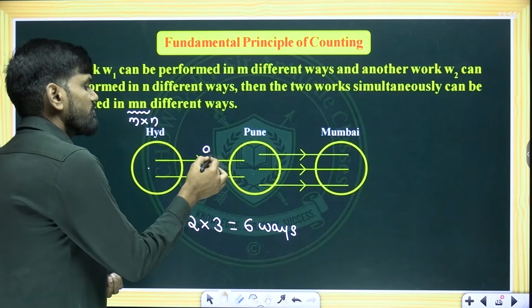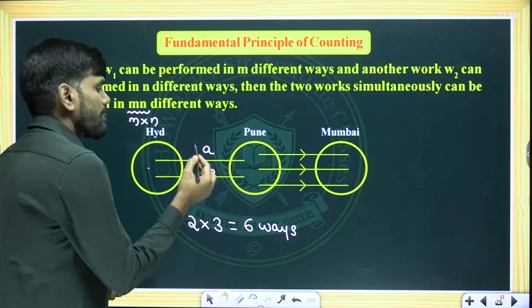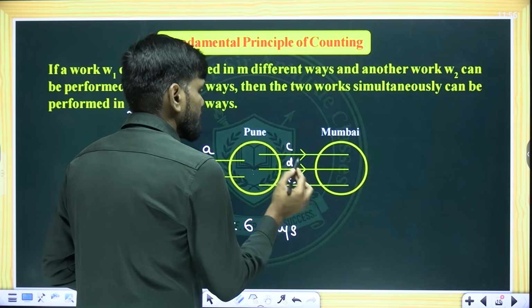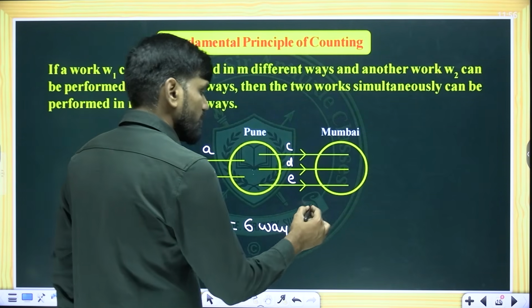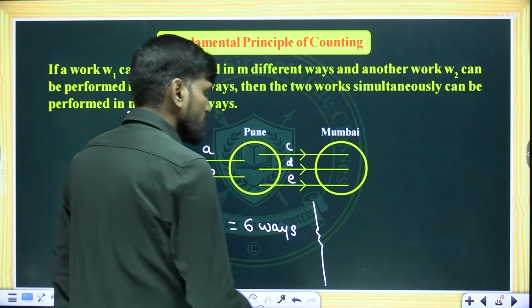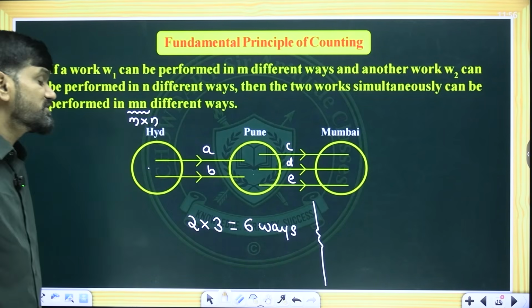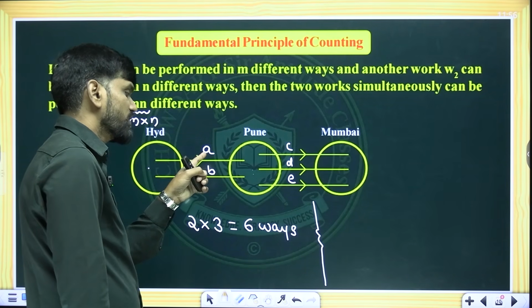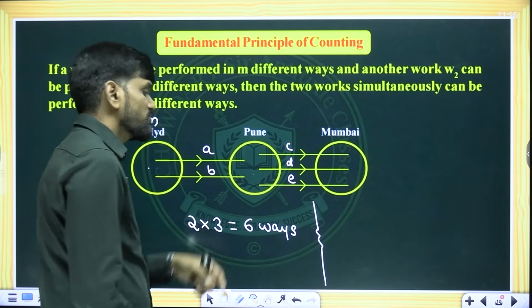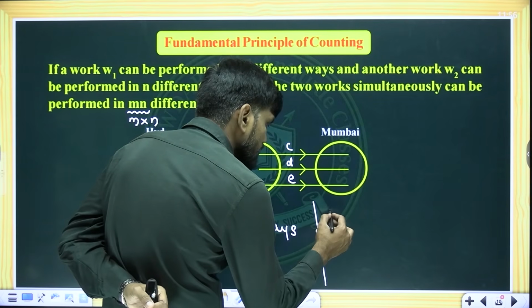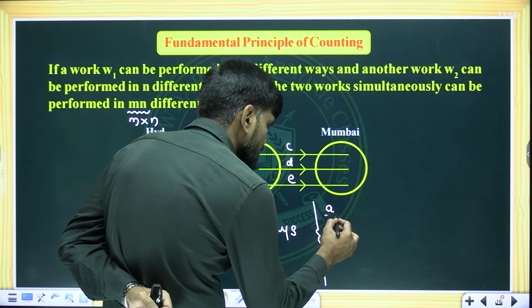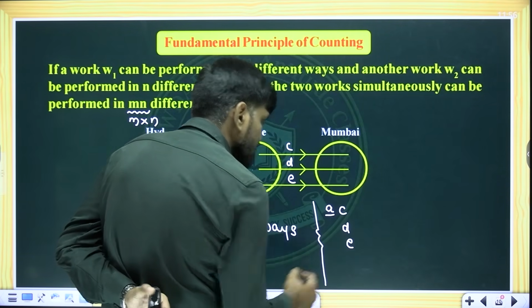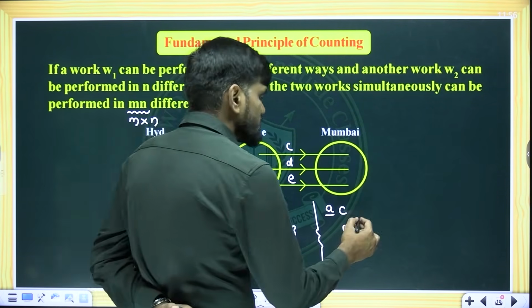If you want, I'll clarify. Let me name the routes A, B, and C, D, E. In how many different combinations of routes can you travel? Going from Hyderabad to Mumbai is a combination of 2 routes. Go from Hyderabad to Pune via route A. After that, you can choose any of these 3 routes, C, D, E. That can happen in 3 different ways.